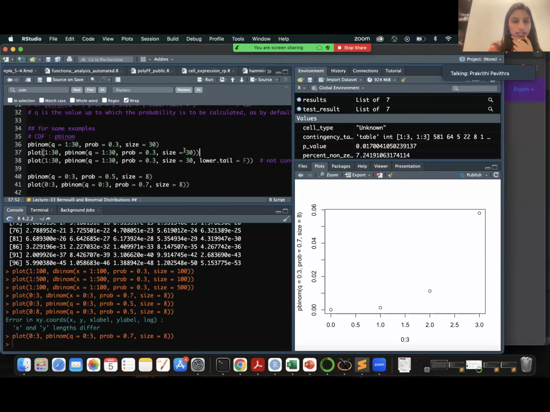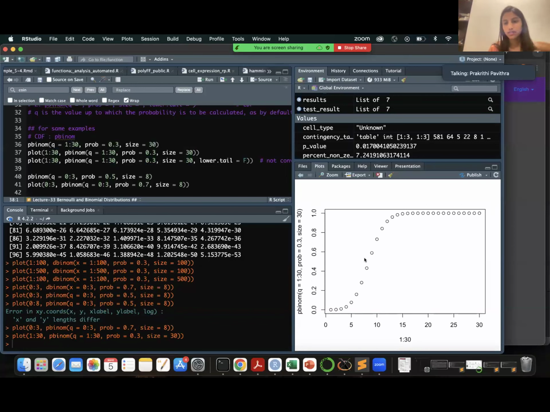So let's increase your n to 30, with a probability of 0.3, and you again plot this. Here you can actually see how the CDF would look like, something like this.